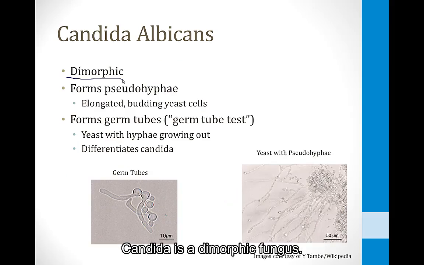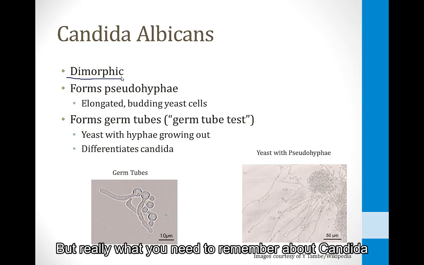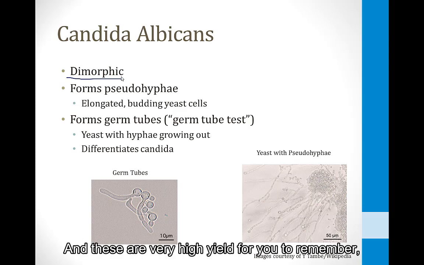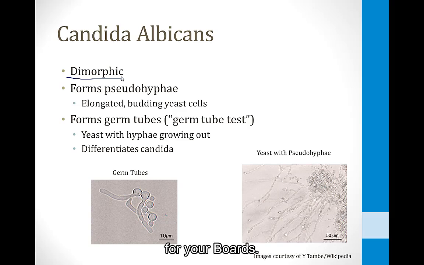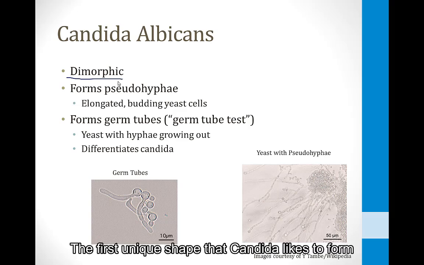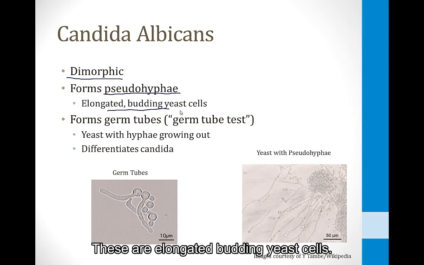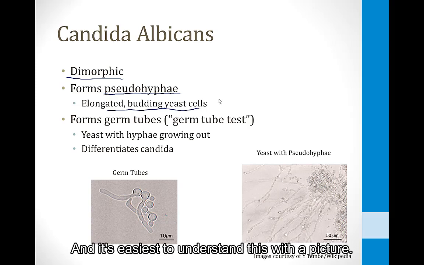Candida is a dimorphic fungus, so it can exist as a single-celled yeast or as a mycelium with hyphae. But really what you need to remember about Candida is that it likes to form two unique shapes, and these are very high yield for you to remember for your boards. The first unique shape that Candida likes to form is that of the pseudohyphae. These are elongated, budding yeast cells, and it's easiest to understand this with a picture.